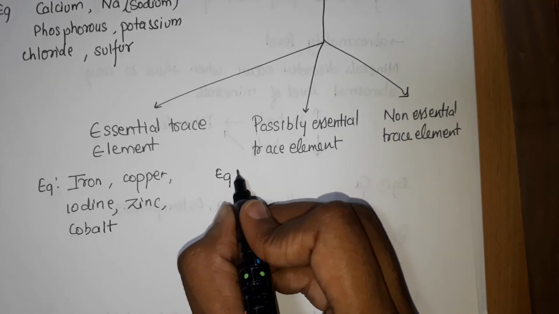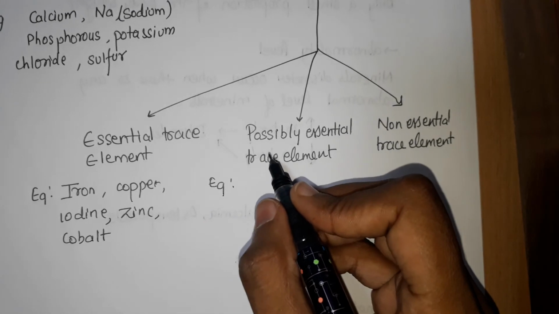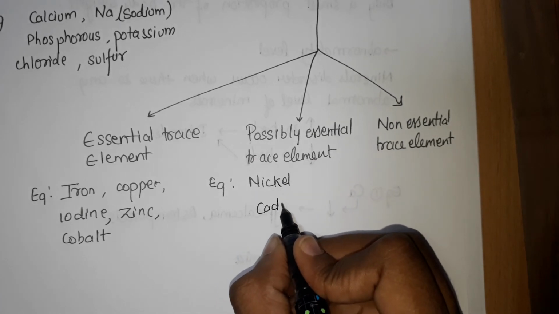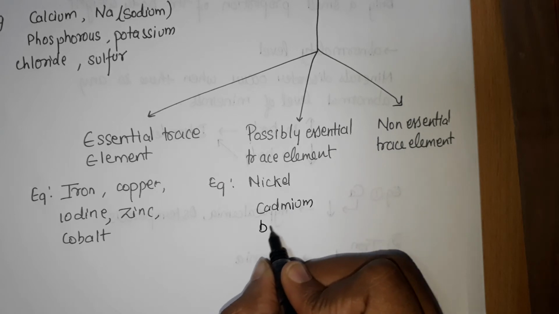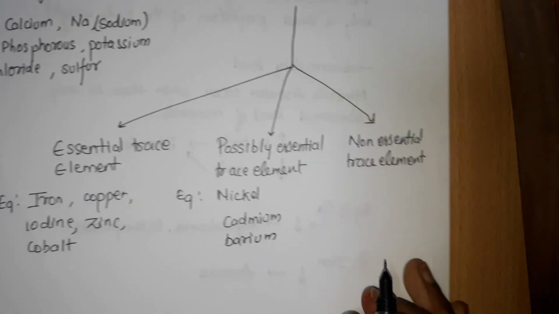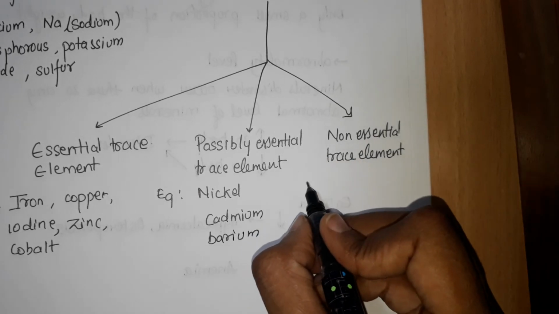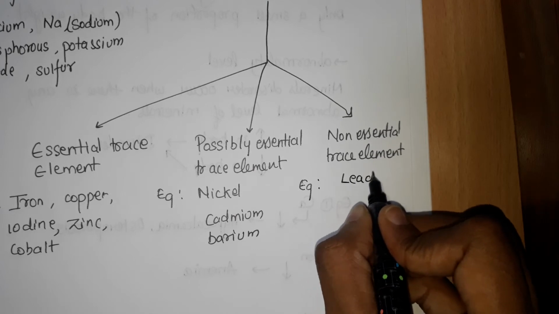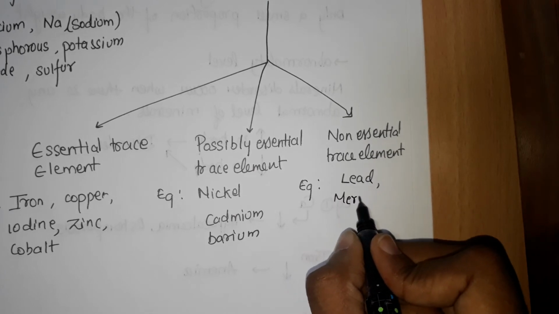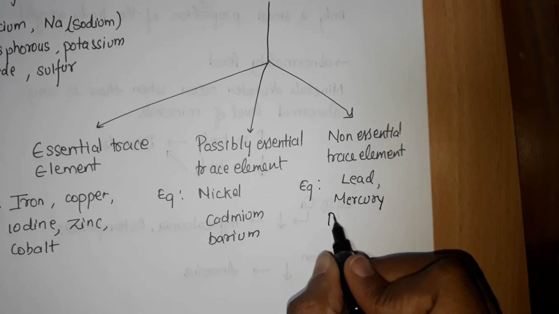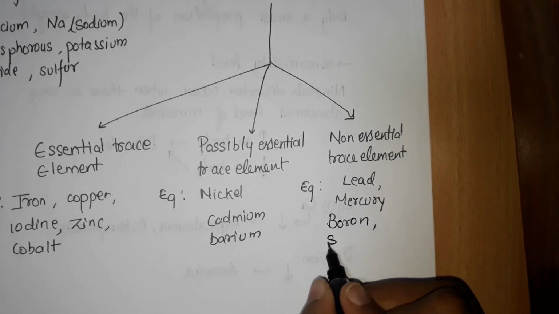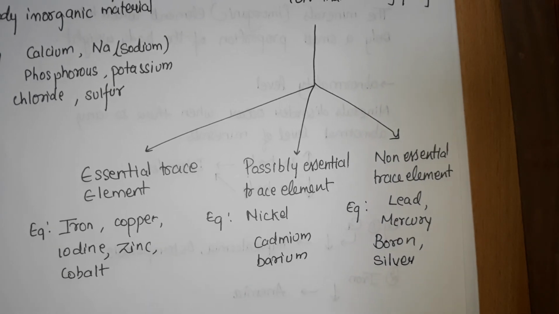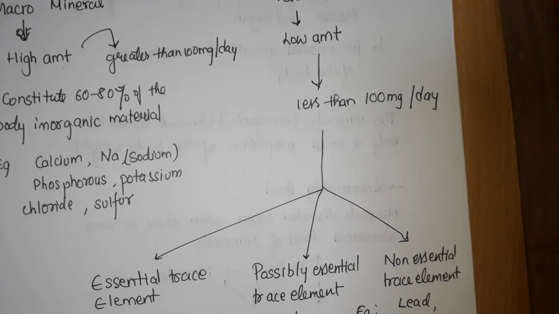Examples of possibly essential element: nickel, cadmium, barium. Non-essential trace element examples are lead, mercury, boron, silver. Okay, this is the classification of minerals.